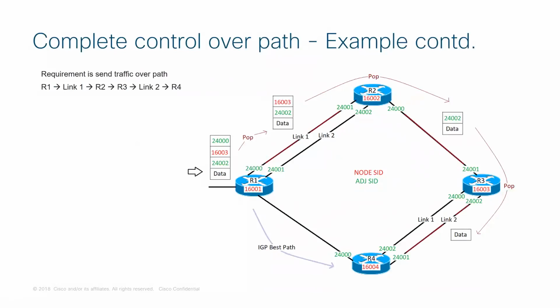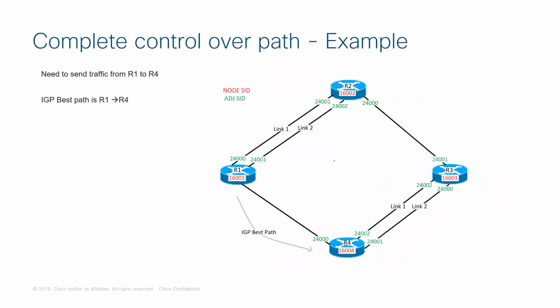Okay, before that, say I want to reach R4. My goal is to send a packet to R4. R4 has a node SID of 16,004, and node SIDs have a global meaning. So anywhere in the network, if my top label is 16,004, everybody knows that I have to send it to R4. So that's how the traffic reaches R4 in the first place.